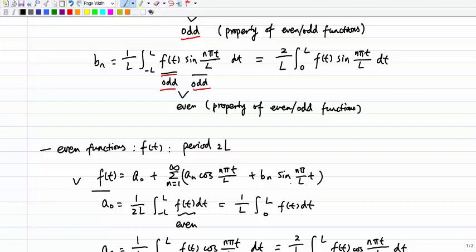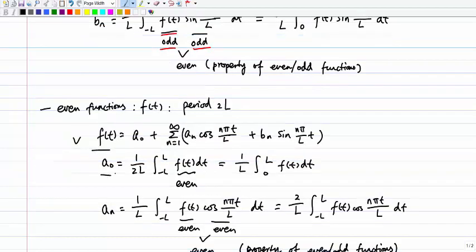That's the same thing. Here a0 is 1 over 2L times the integration from negative L to positive L of f(t) dt. Here f(t) is even, not odd anymore, so the integration from negative L to L is just twice the integration from 0 to L. The 2 cancels the 2 in the denominator, so it's 1 over L times the integration from 0 to L of f(t) dt.